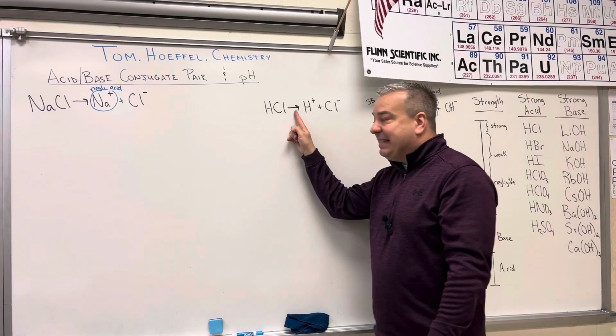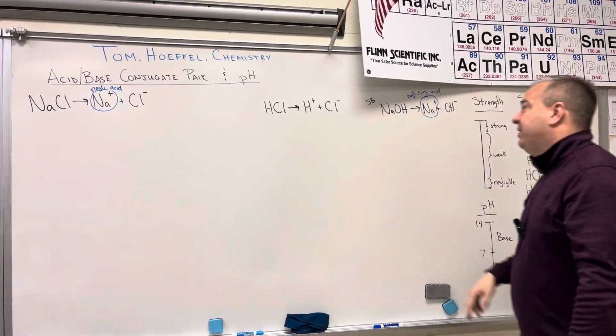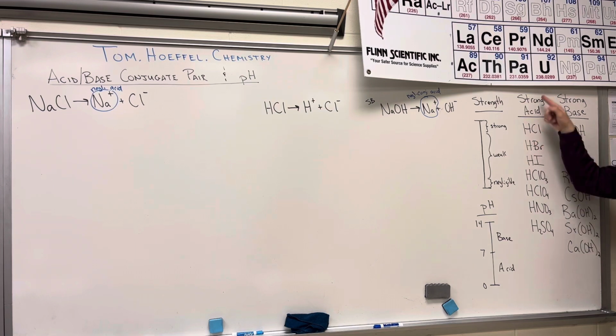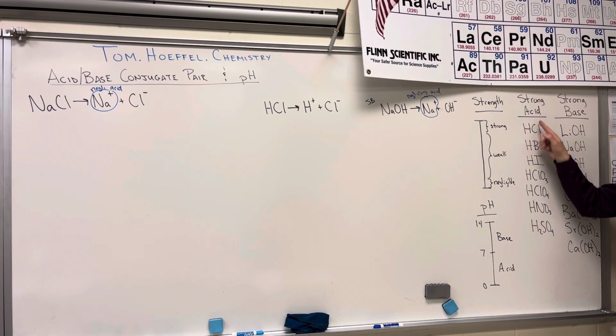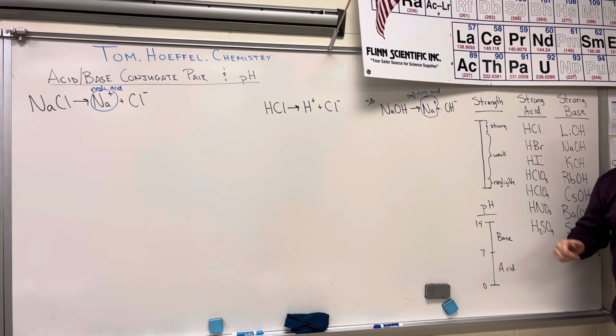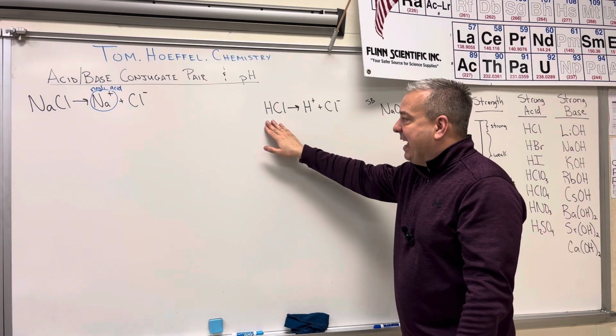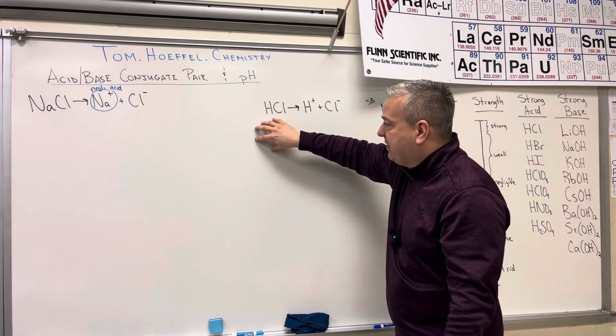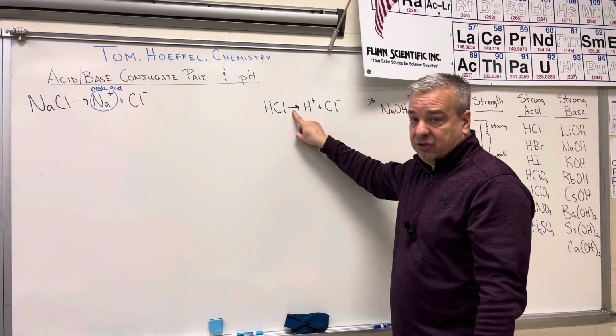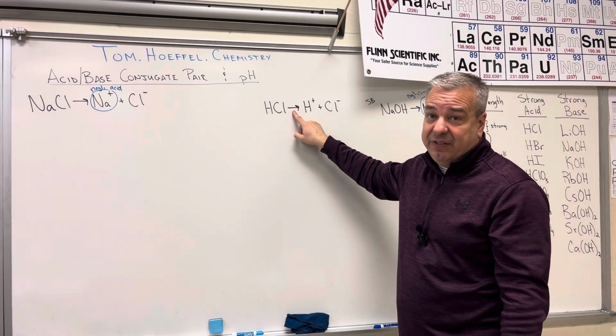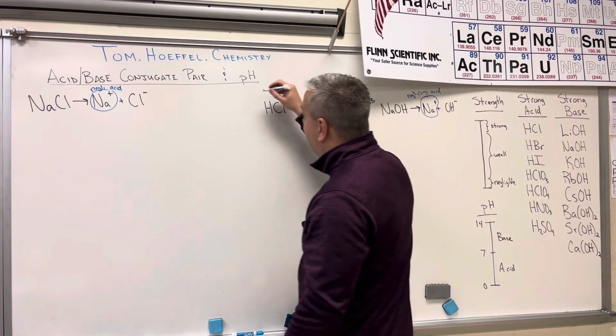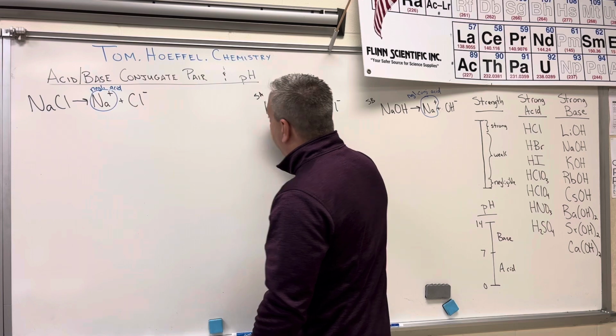It has a single arrow because hydrochloric acid is on my list of strong acids. And if it's a strong acid, it's going to ionize 100%. It's going to push this direction. So we use a single arrow instead of an equilibrium arrow because this is a strong acid.